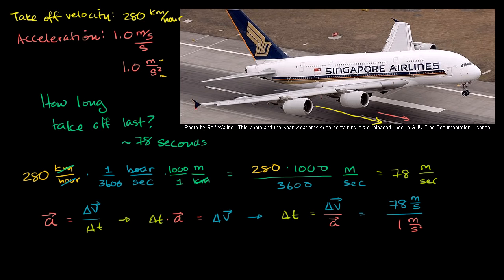So the numbers part is pretty easy. You have 78 divided by 1, which is just 78. And then the units, you have meters per second. If you divide by meters per second squared, that's the same thing as multiplying by seconds squared per meter, right? Dividing by something is the same thing as multiplying by its reciprocal, and you can do the same thing with units. We see the meters cancel out, and then seconds squared divided by seconds, you're just left with seconds. So once again, we get 78 seconds, a little over a minute for this thing to take off.